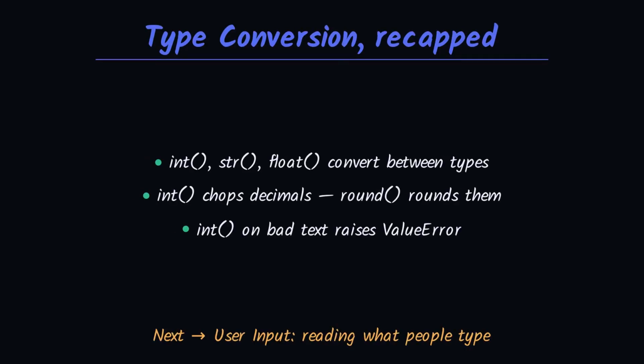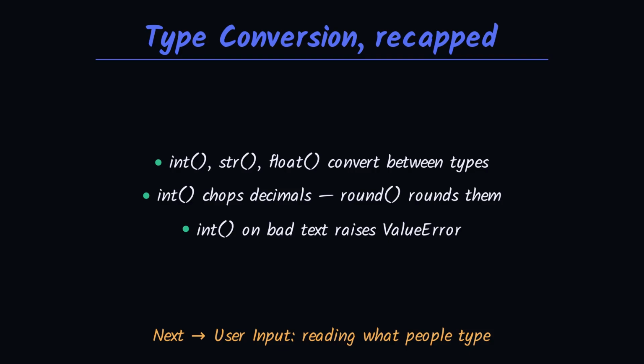10. Every value has a type, and Python won't mix text and numbers on its own. Use int for whole numbers, float for decimals, and str to turn numbers back into text. Remember the 2 traps. Int chops instead of rounding, so reach for round when you want the nearest value. And int throws a value error when the text isn't actually a number. Everything here comes down to one habit. Check what type you're holding and convert it before you combine it.